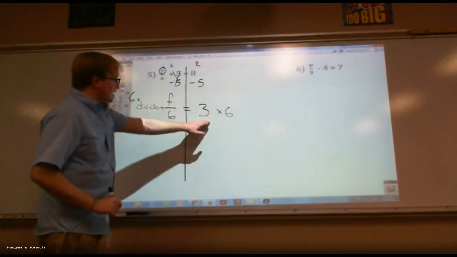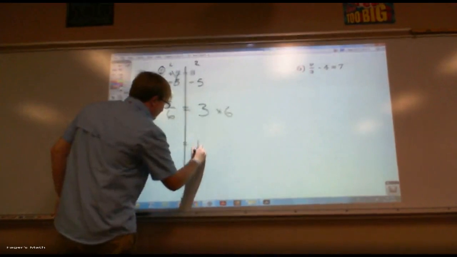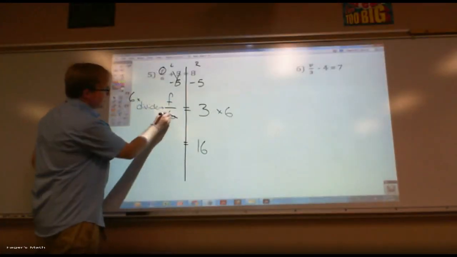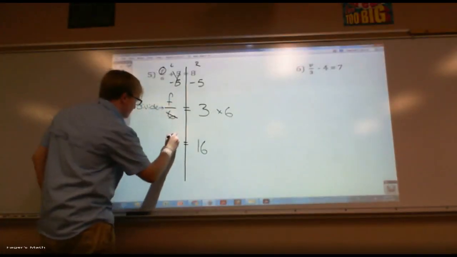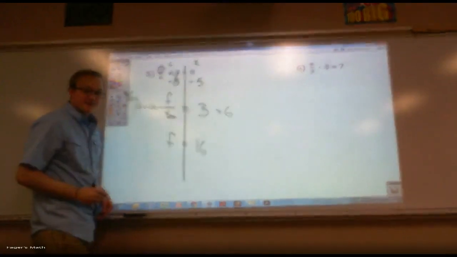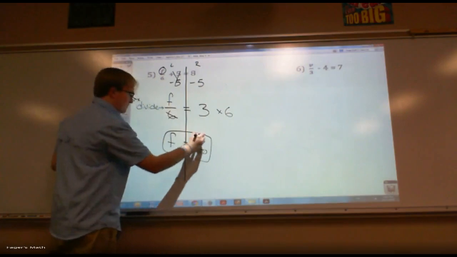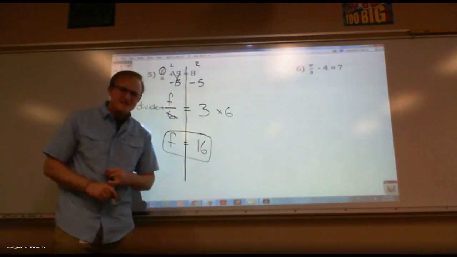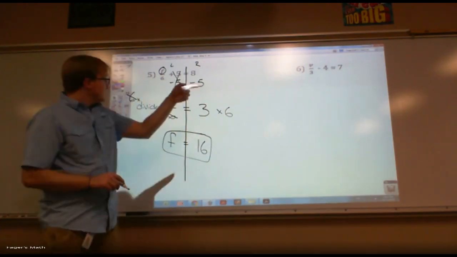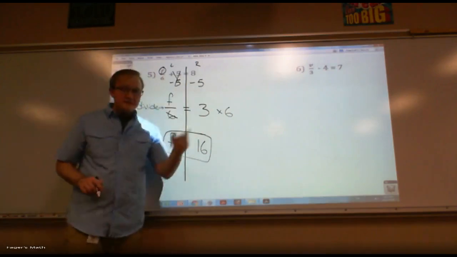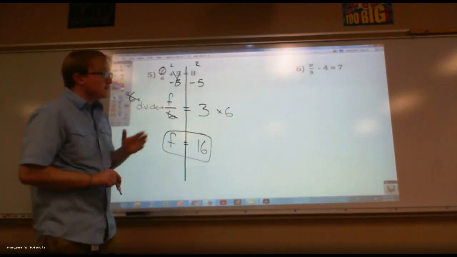So, 3 times 6 is 18. Guess what? This 6 cancels with this 6. F is all that's left. F equals 16. How nice is that? Number 6 over here is the exact same way, only different numbers.